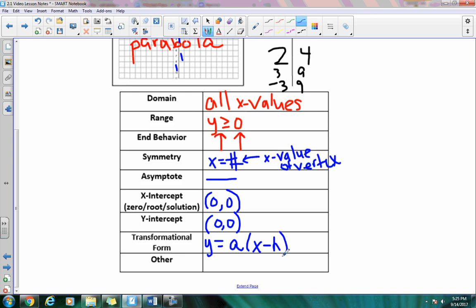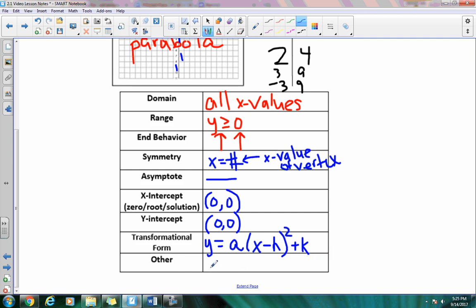That's our h value. If it's inside the parentheses before we square it, that'll shift your graph left and right. It's opposite of what you'd think, just like with absolute value functions. So if this is x minus 2 inside the parentheses, my graph shifts right 2. And then we have our k value that shifts our parabolas up and down.